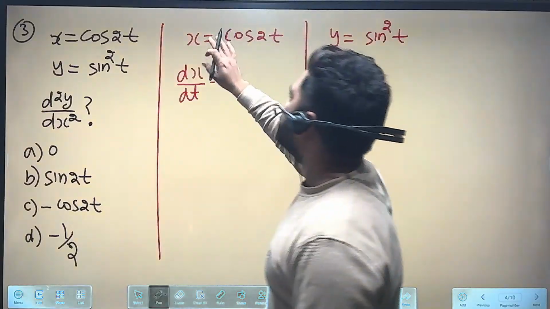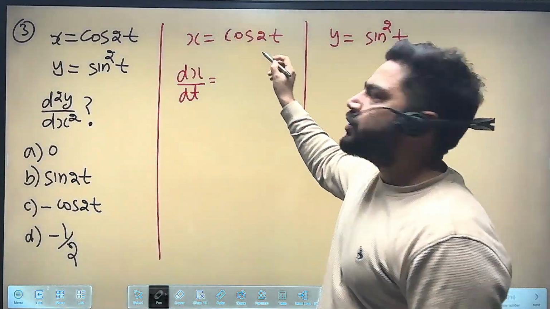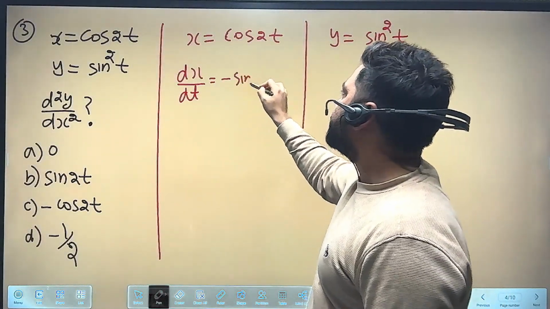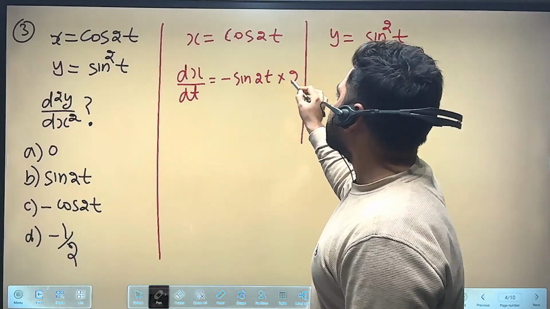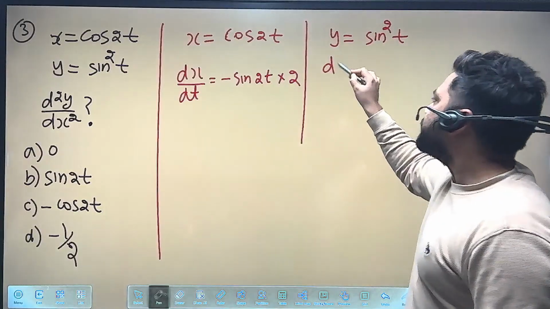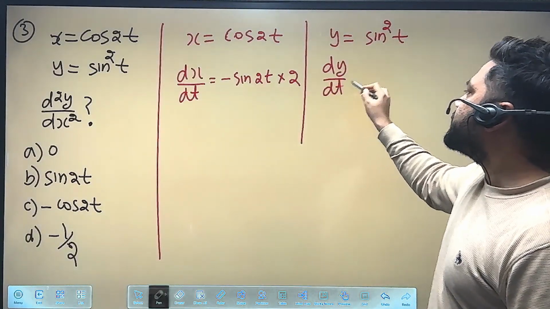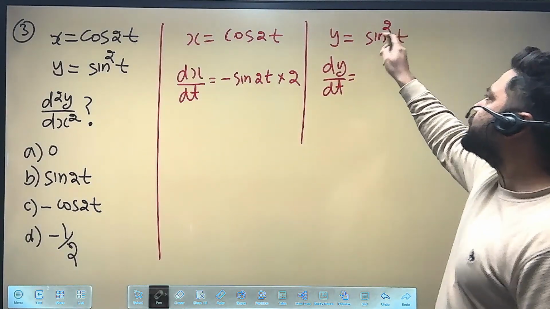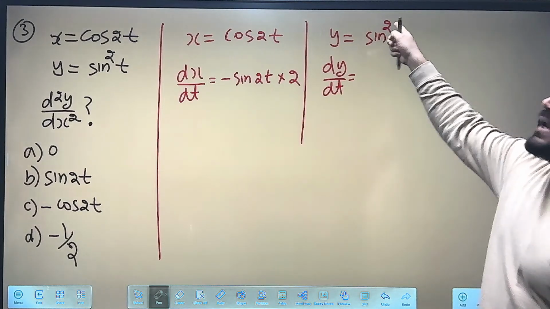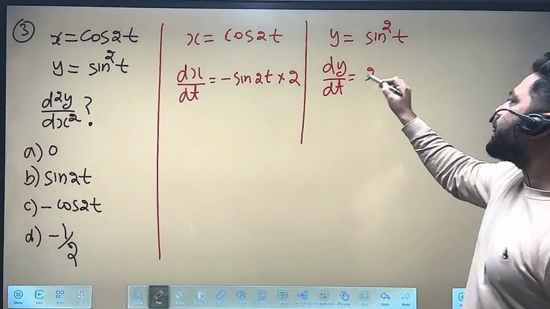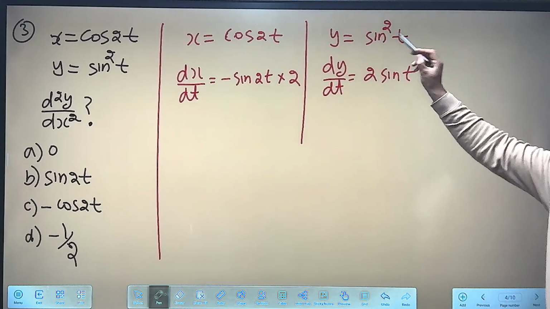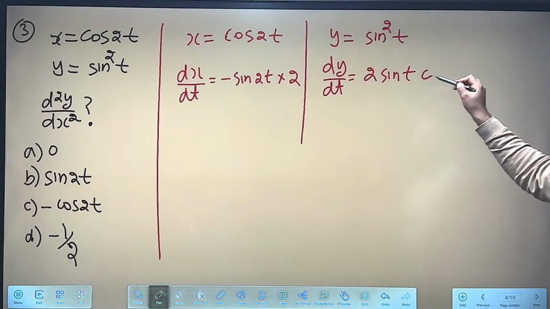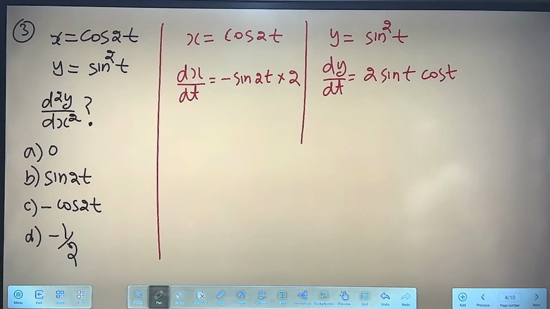First of all, what is the derivative of cos? The derivative of cos is minus sine, and the derivative of 2t is 2, so dx by dt is minus 2 sine 2t. Now what is dy by dt? Sine has a power, so we do the derivative of the power: this 2 comes here, and the power is one less. Then we also have to do the derivative of sine t, that is cos t. So this is dy by dt.